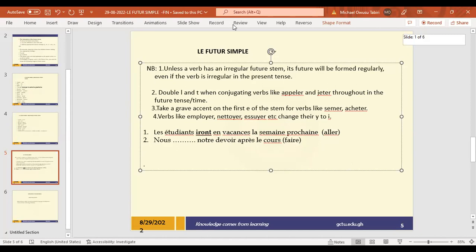Allez-y. Faites vite. Qui a fini? Personne? Nous dash notre devoir après le cours. Et le verbe, c'est quoi? Faire. Il faut mettre ça au futur simple. Oui, la bonne réponse est quoi? Classe, vous êtes là? Mes étudiants, est-ce que vous êtes là? Qui a fini?